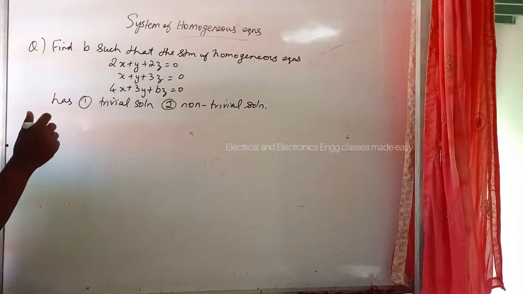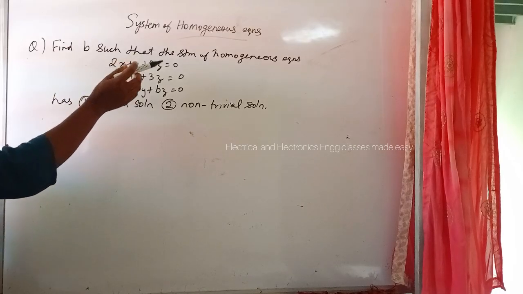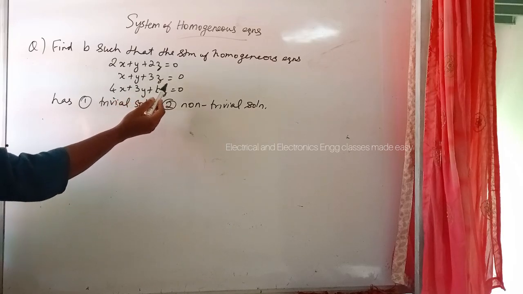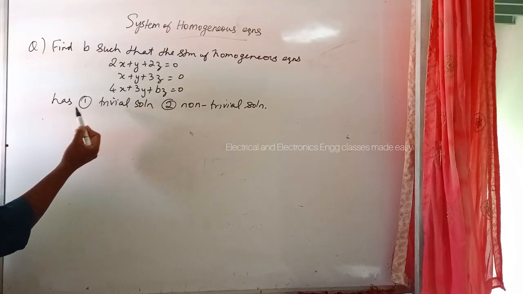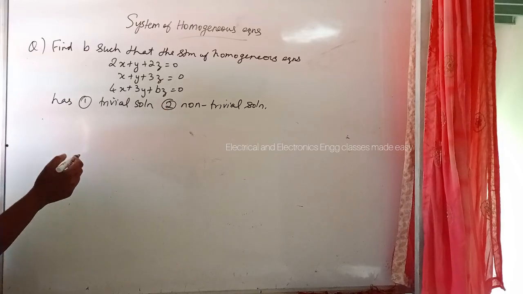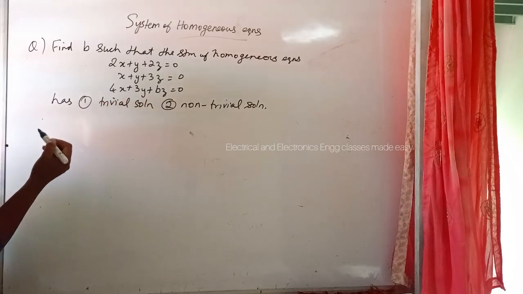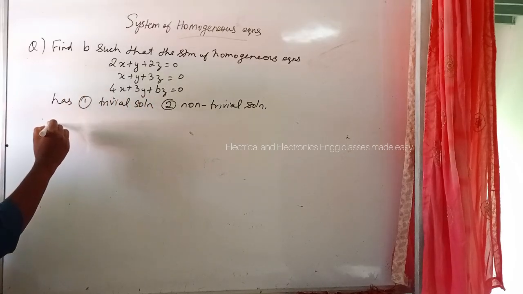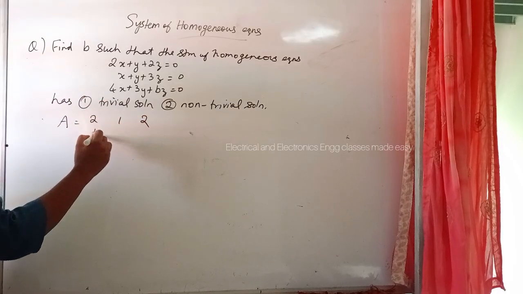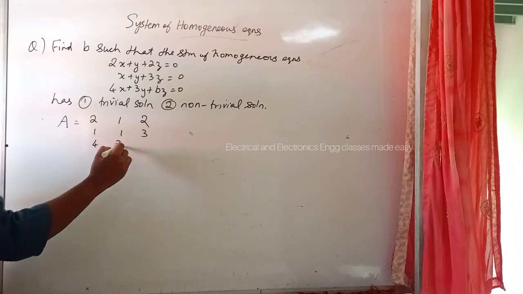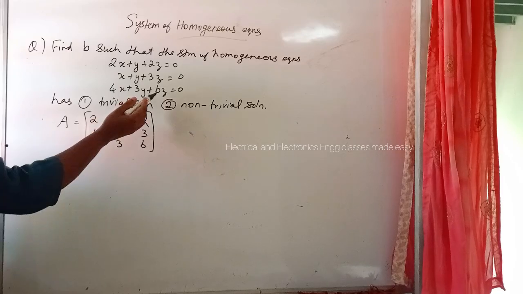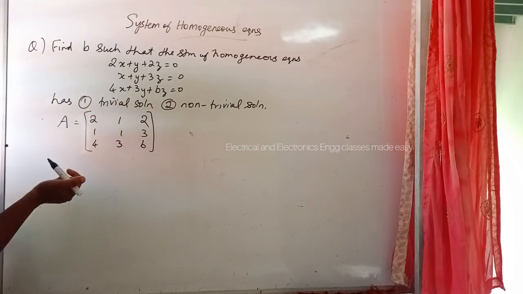Let us go for another example. Find b such that the system of homogeneous equations 2x + y + 2z = 0, x + y + 3z = 0, 4x + 3y + bz = 0 has, first condition, a trivial solution, and second condition, a non-trivial solution. So here we have to find the value of b. First of all, we write the matrix A. Matrix A is 2, 1, 2; 1, 1, 3; 4, 3, b. Then how will we find b for these two conditions?